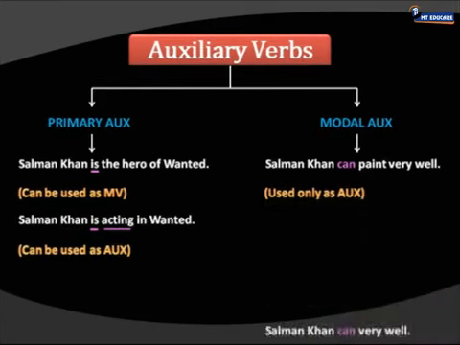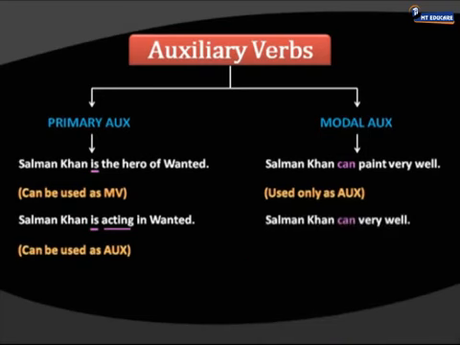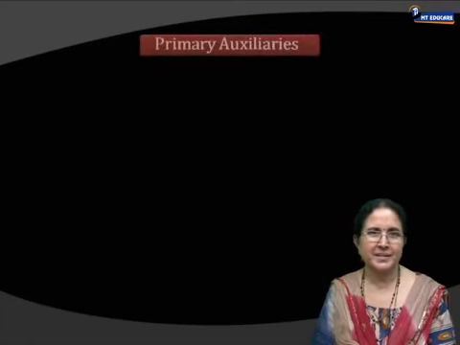Salman Khan can very well. Now, what meaning does that sentence convey to you? Salman Khan can very well? No. So we can't use can as a main verb. Okay, now let's learn something more about primary auxiliaries.